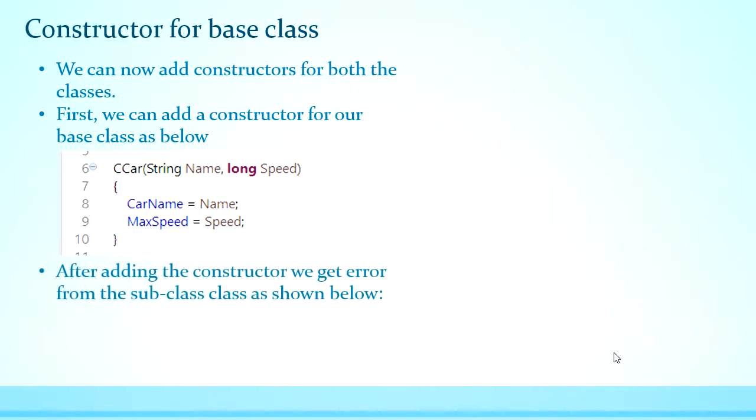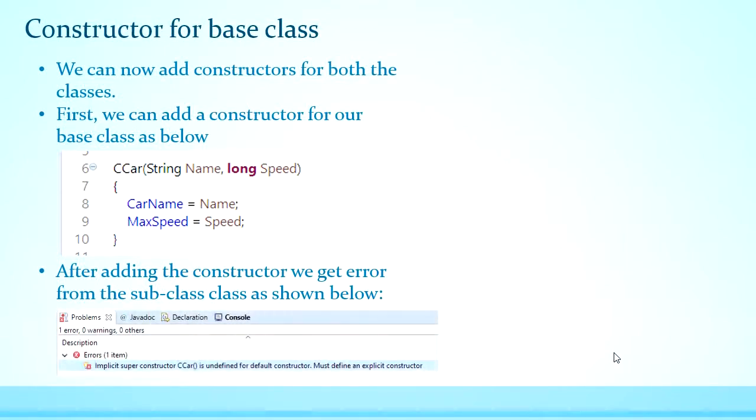But once we add this constructor, we get an error popping out from our derived class, which means the subclass. The subclass here is CBMW. The error looks like this. The implicit super constructor, I am reading the error here in the problem statement: Implicit super constructor CCAR is undefined for default constructor. Must define an explicit constructor.